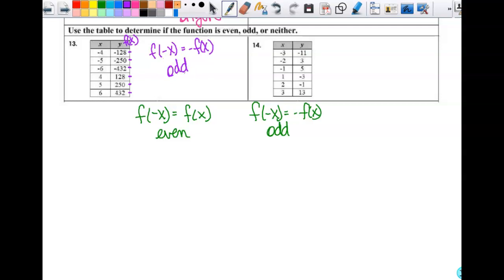So let's look at number 14. We can just use the positive to the negative if that makes it easier. F of 3 gives me 13, because this is my f of x. F of negative 3 gives me negative 11. So if this had been 13, it would be even. If it's negative 13, it would be odd. It's neither one of those, so this is neither.